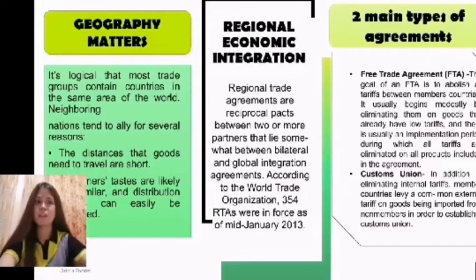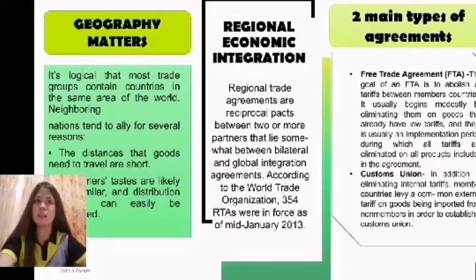The two main types of agreements are the free trade agreement and the customs union. The goal of a free trade agreement is to abolish all tariffs between member countries. It usually begins modestly by eliminating tariffs on goods that already have low tariffs, and there is usually an implementation period during which the tariffs are eliminated on all products included in the agreement.